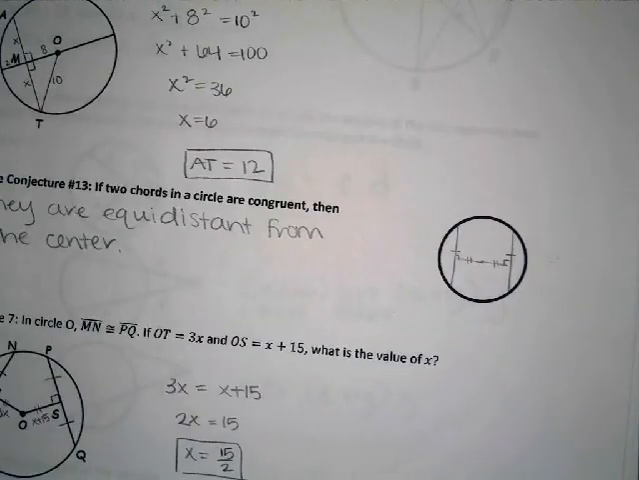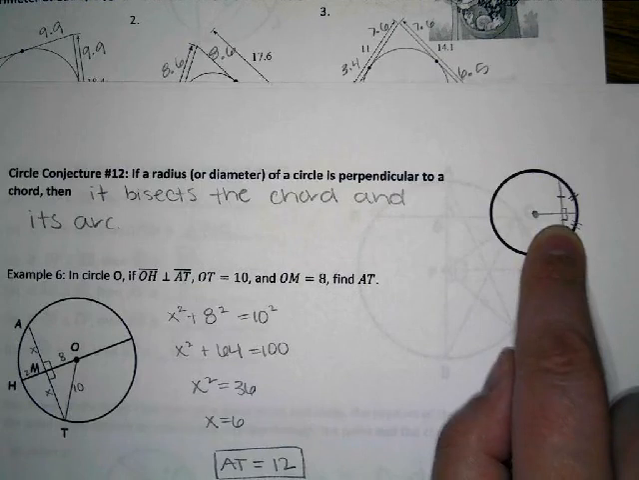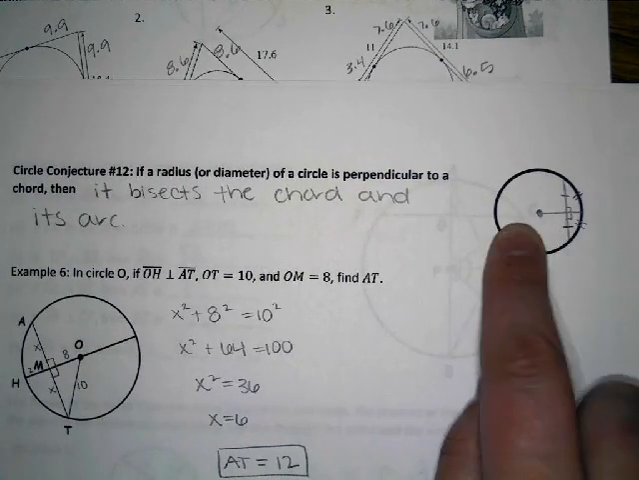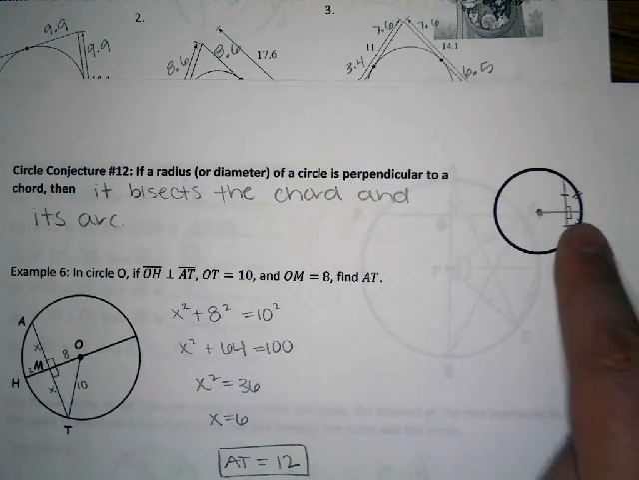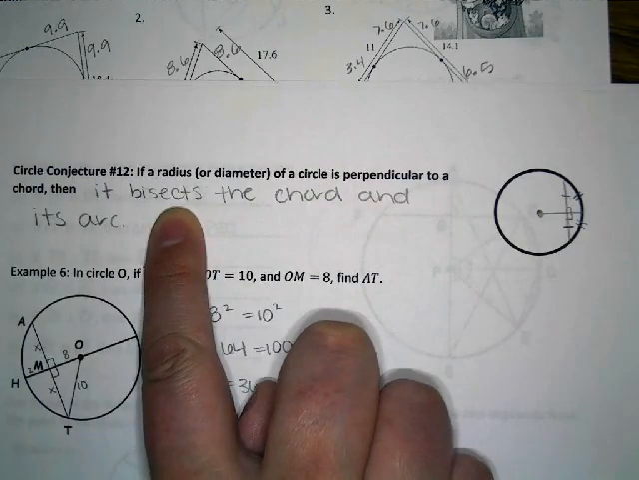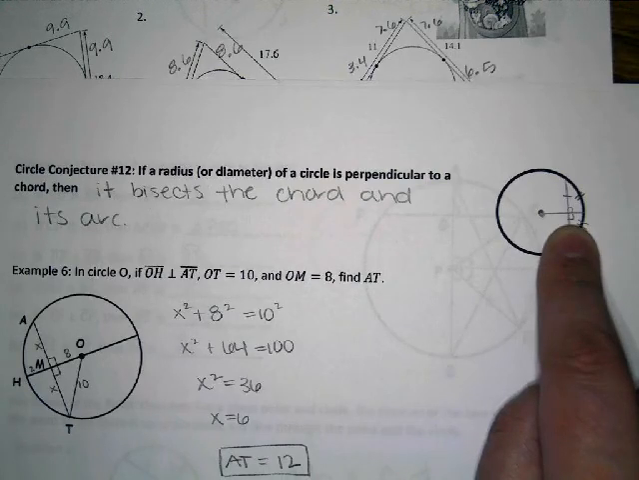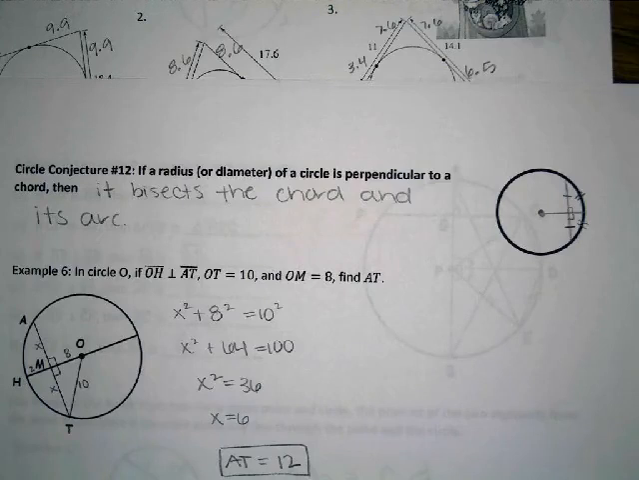Okay, so I think today we are on to circle conjecture 12, which says if you have a radius or a diameter and it bisects a chord, which means cuts the chord in half. Bisect means that you're taking the chord and cutting it in half. If it cuts the chord in half, then it's making a 90-degree angle. This one seems to happen a little bit more often.